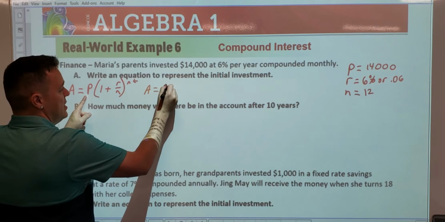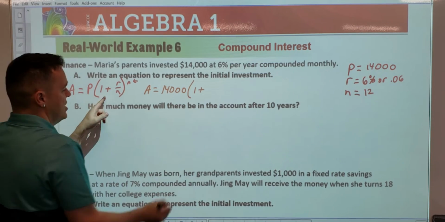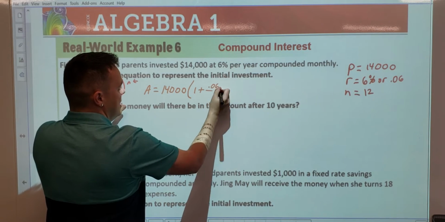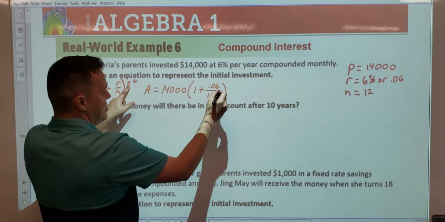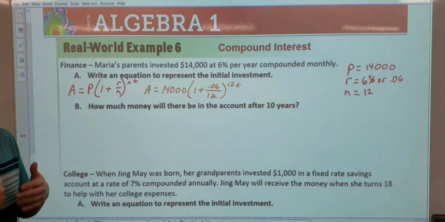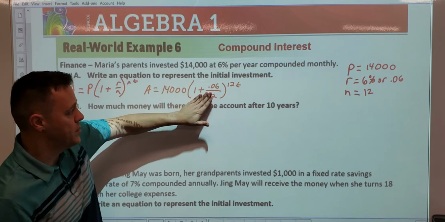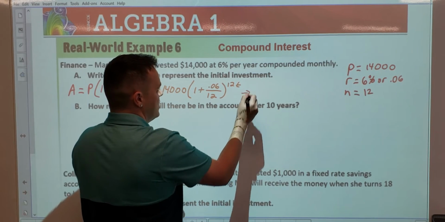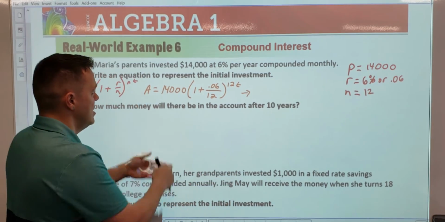Our P is 14,000. And then we go 1 plus, and then what is our R? Our rate is 0.06, and N in this case is 12. And then on the outside, you do your N again, which is 12, and then T. So wherever you see a variable in this formula, you replace it. Now let's simplify it down to make this one number, because we want exponential form. Remember, it's y equals a times b to the power of x. Here's our a.